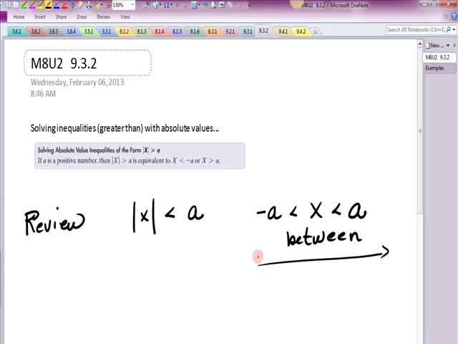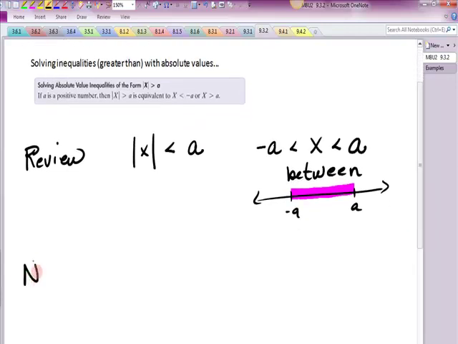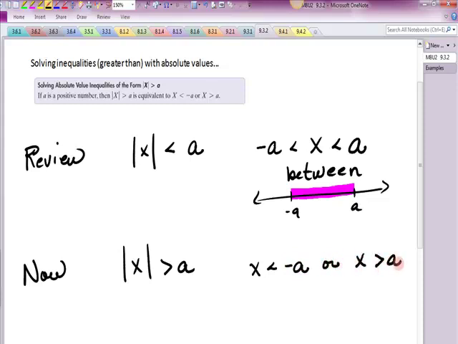And on a number line, it is literally between those. All right, in this lesson, we're going to now look at the absolute value of x greater than a. This is very different. The absolute value is greater than a. That means that x is going to be less than negative a, or x is going to be greater than positive a.